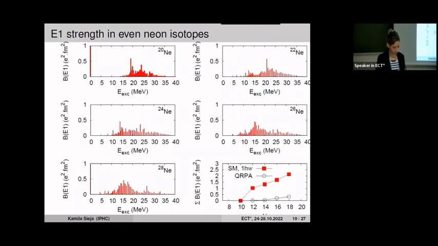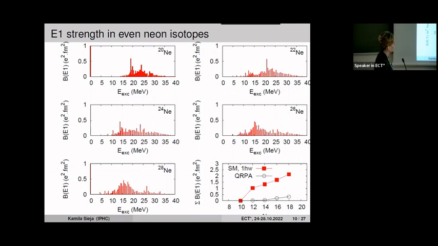Okay, so this is what we get when we study the neon isotopes. Starting with N equals Z neon 20, you see that you have nothing below, let's say, 15 MeV. Then when you add neutrons, some low energy strength appears, up to this case that we saw already, neon 26. And I pursued the calculations up to neon 28. Afterwards it's tricky because you go to the so-called island of inversion region, where deformed intruder configurations dominate the ground state. So the physics is a bit different. Therefore, I stop at neon 28.